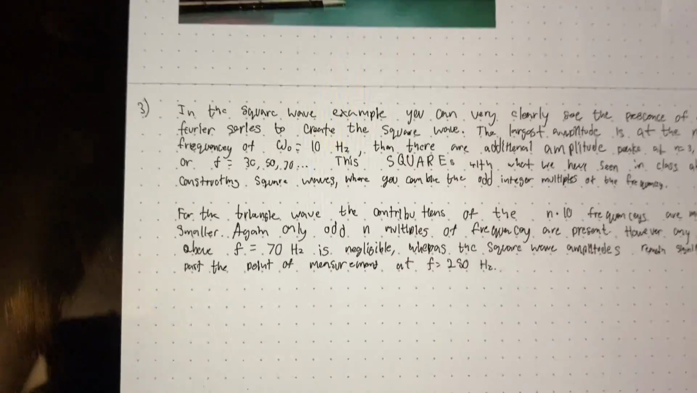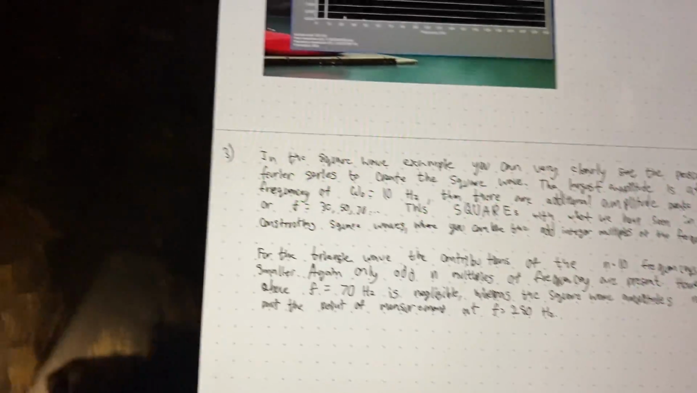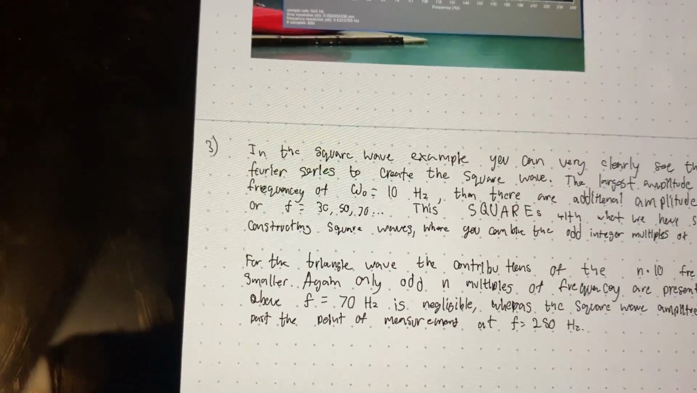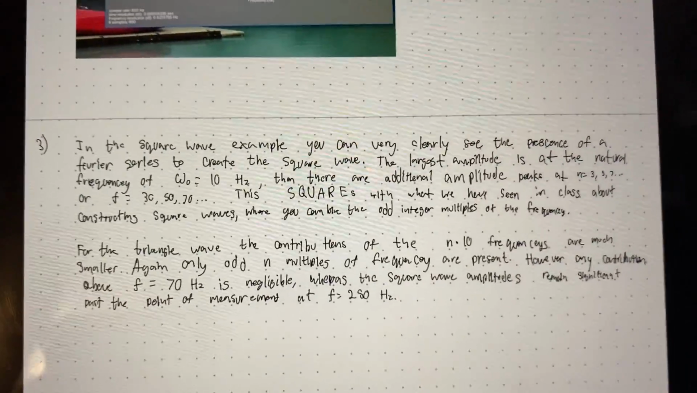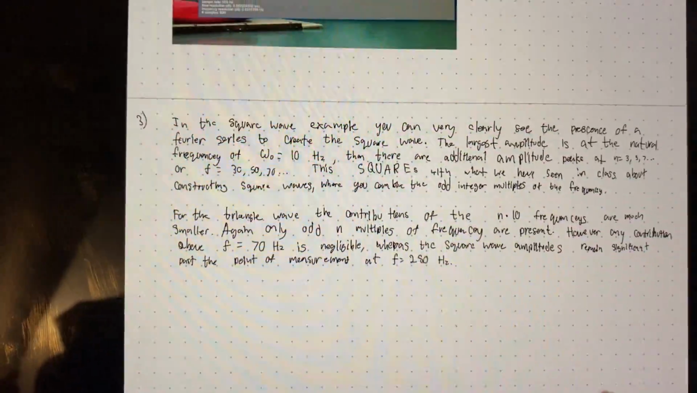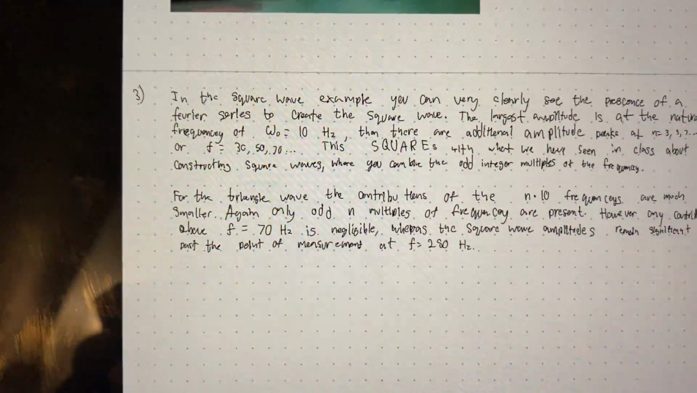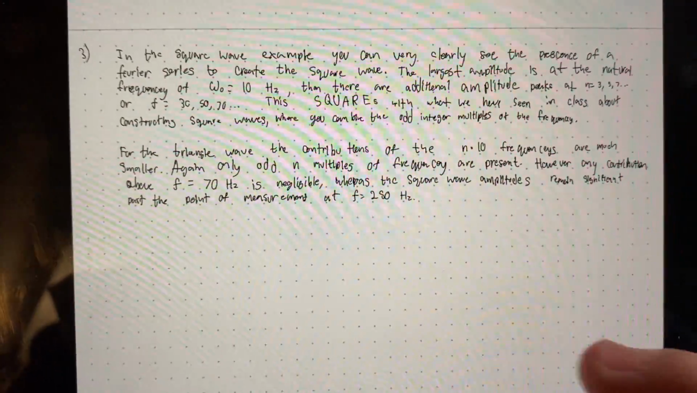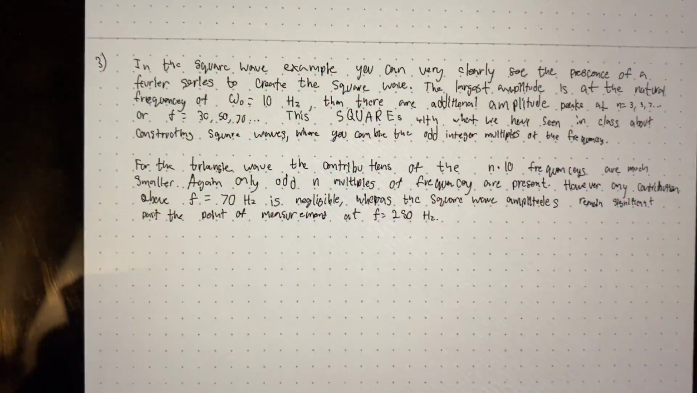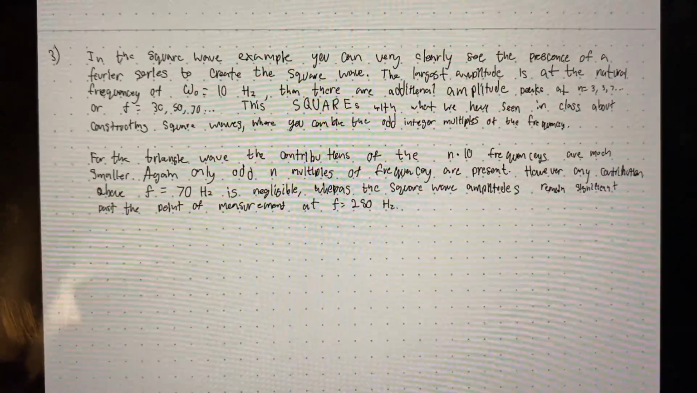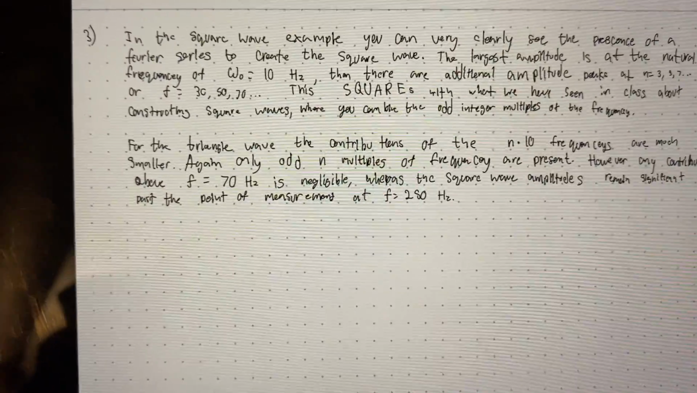And so in the square wave example, you can very clearly see the presence of a Fourier series to create the square wave, with the largest amplitude occurring at the fundamental frequency of 10 Hertz, and then all the odd integer multiples of 10 Hertz, so 30, 50, and 70, have important amplitudes. But in the triangle wave, the amplitudes of these integer multiples are much reduced.